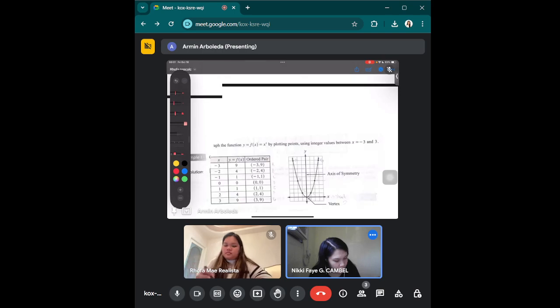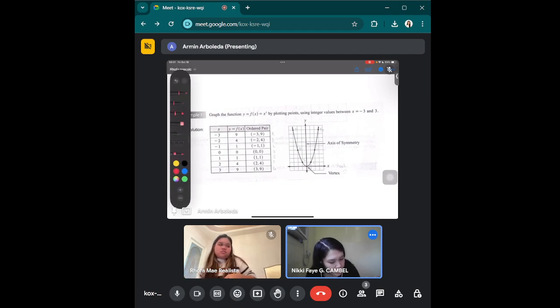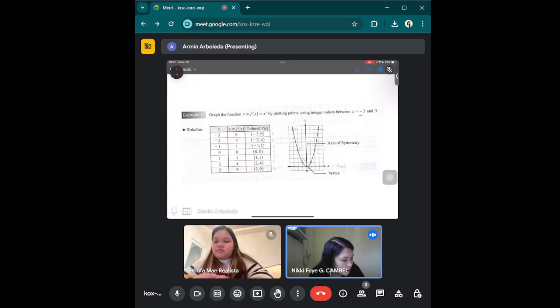Okay. So, let's start with the first example from your worksheet. Graph the function y is equal to x squared, by plotting the values using integer values between negative 3 and 3. So, ano ba yung gagawin dito? Meron ka bang calculator? May ituturo ako sa iyo na Calcutech. So, ano ba yung calculator mo?